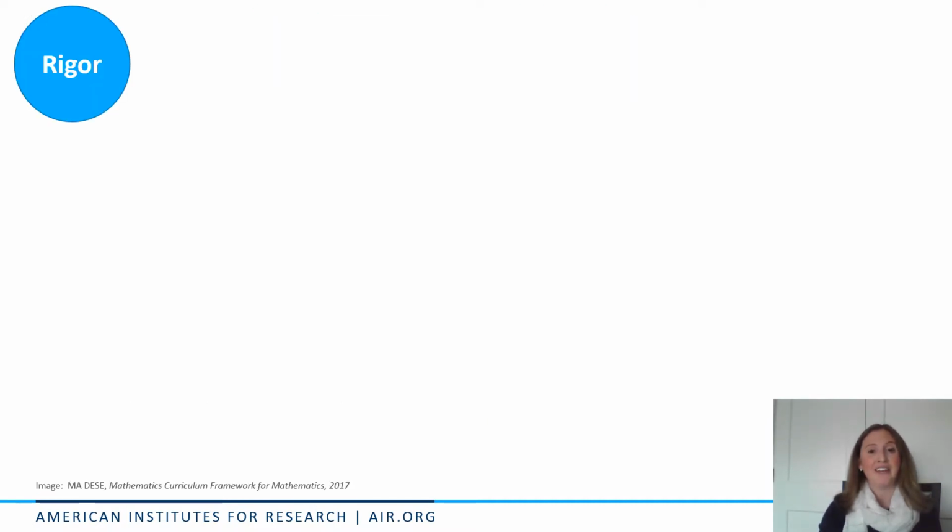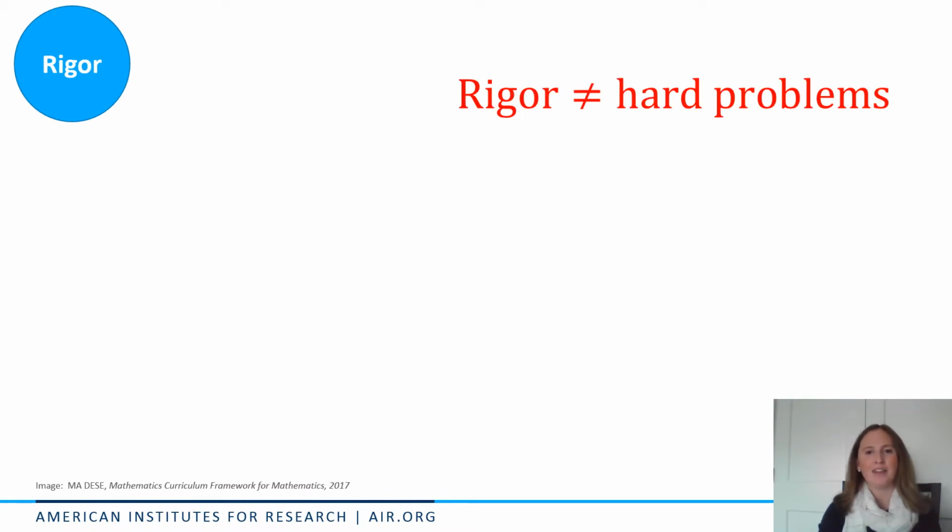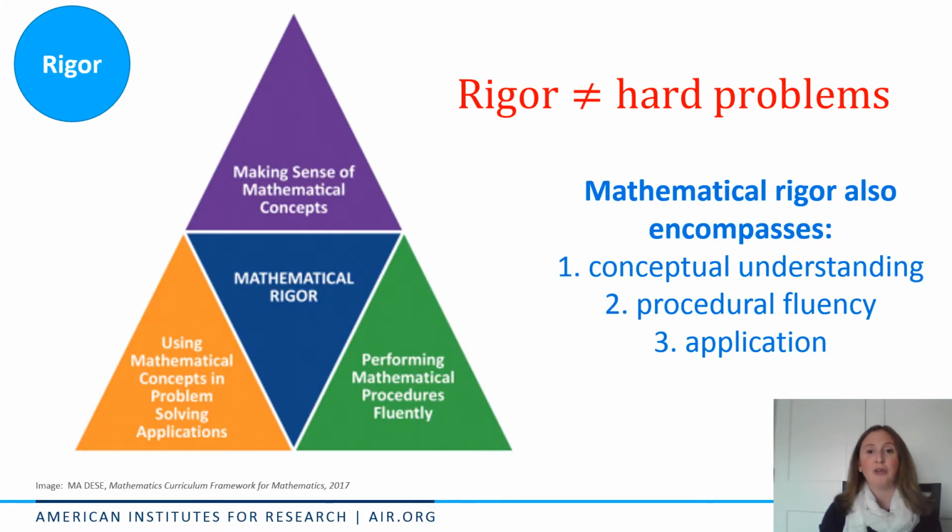Rigor is an area that has its foundation in the individual classroom, so it needs to be purposely planned for in the lesson. Rigor is not the same as giving students hard problems. Rather, rigor refers to a balance of math sense making to lead towards deep mathematical understanding. This triangle shows how the components of conceptual understanding, procedural fluency, and application are balanced to attain rigor.